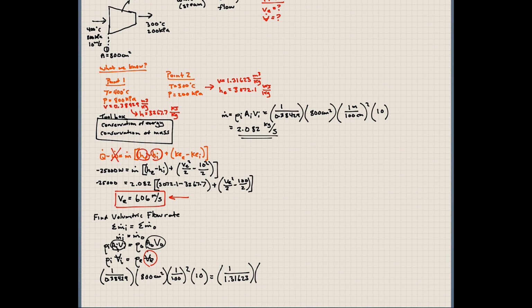Density times area, which we are trying to find. Let's see, do we know the area at the exit here? We don't know it, but we do know we are trying to find this. So there you go. One equation, one unknown, volumetric flow rate at the exit. If we solve for this, it comes out to be 2.74 meters cubed per second.